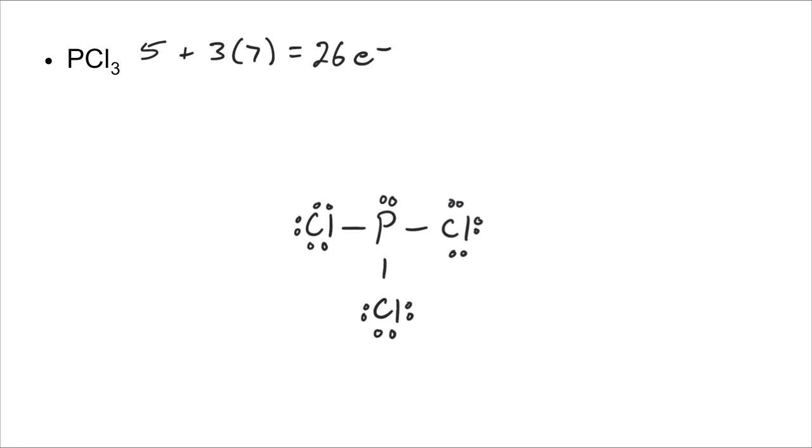Lewis structures are not 3D representations, they're 2D representations, and so there are limitations. As long as the bonding is correct, it doesn't matter where you put things. But now we have 26 electrons. Phosphorus has an octet, so it's happy. All of the chlorines have an octet, and so this structure is finished.